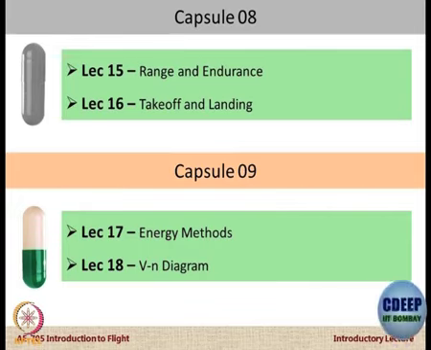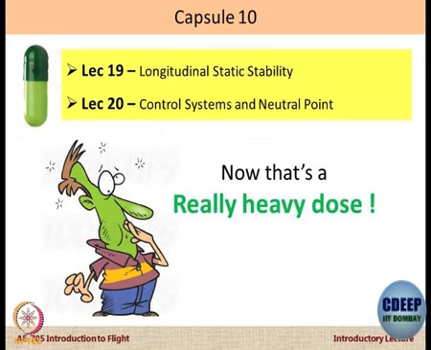Capsule 9 will consist of 2 interesting chapters or lectures, one on energy methods or energy maneuverability methods, and then a VN diagram. This VN diagram is going to be a self-study kind of capsule, because we have already recorded a lecture on the VN diagram many years ago. So we will try to fish out that lecture and make it available to you as self-study. And then the last capsule is an introduction to static stability, only the longitudinal part, and then control systems and neutral point. Okay. So yes, 10 capsules is really a heavy dose.